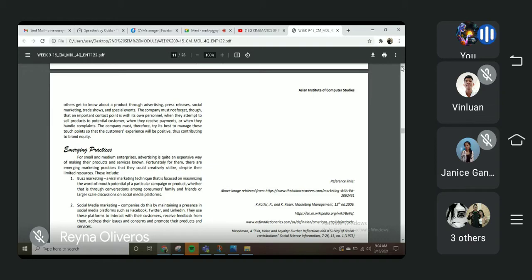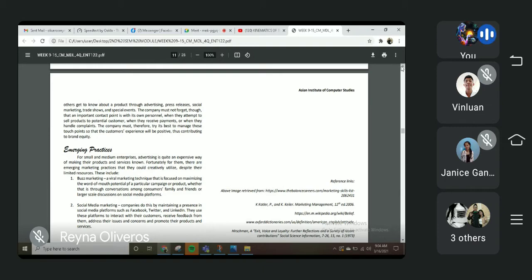Okay? So, whether that is through conversation among consumers, family, or friends, or larger scale discussion on social media platforms, napakahalaga nun yung buzz marketing. Okay? So, tatandaan nyo, the keyword of buzz marketing is word of mouth. So, isasama ko po yan sa quiz natin.